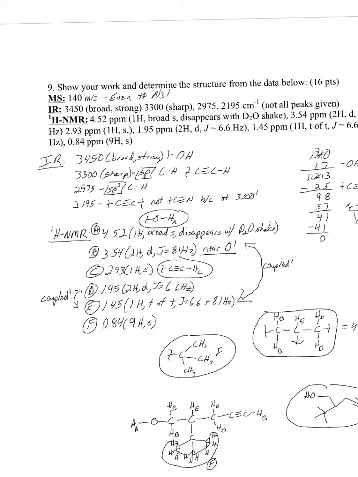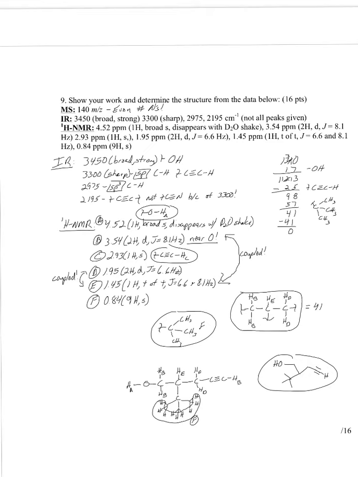3300 and sharp, that should tell you SP CH stretch, a terminal alkyne. A stretch at 2975, that should be SP3 CH. And 2195, I'm thinking that's a CC triple bond, because I also saw this SP CH at 3300. So at this point, we turn our attention to the NMR signals we're given.